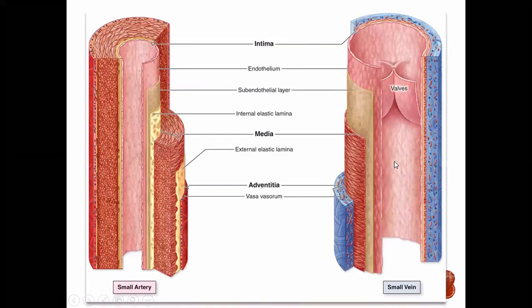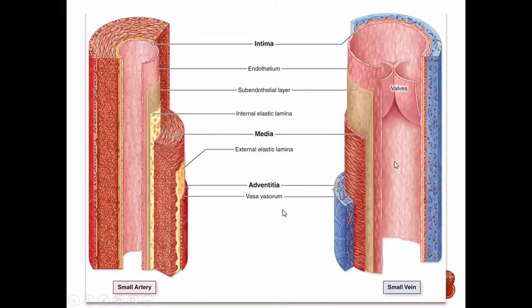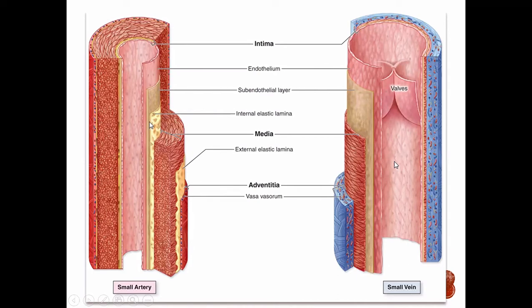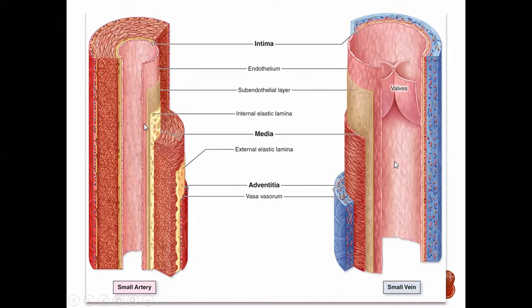Okay, so again, another view of a small artery and small vein. You have your intima, this one, the inner layer. Then you have your endothelium, here you are, the layer. And then you have your subendothelial layer, this will be the one. The internal elastic membrane, which is present in your artery.